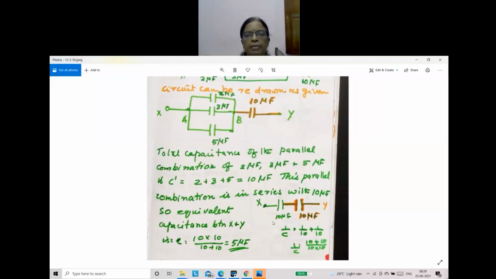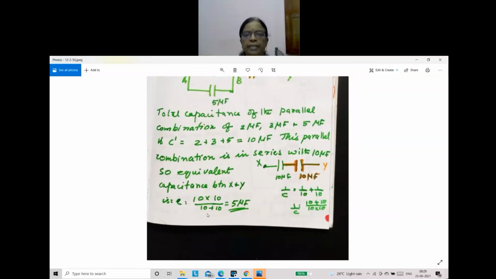So what is the formula? 1 by C equal to 1 by C1 plus 1 by C2. After that we are getting this formula, taking LCM and all. Always study this formula, then it will be easy for you. When they are connected in series, C equal to C1 C2 by C1 plus C2. Easy formula. After calculations we are getting that.